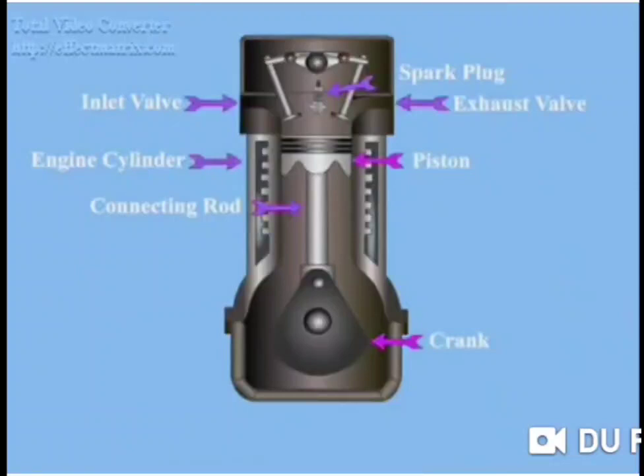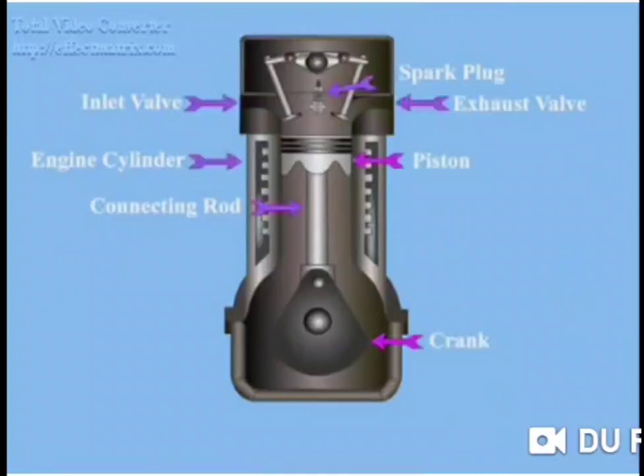First, this is the engine cylinder, the whole engine cylinder. Inside the cylinder, this is the piston, which moves between the top dead center and the bottom dead center of the cylinder. The piston moves from top dead center to bottom dead center, and from bottom dead center to top dead center. This is the connecting rod, this is the crank, and this is the crankcase where we obtain the rotation.